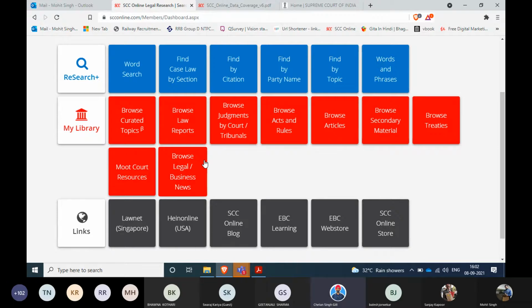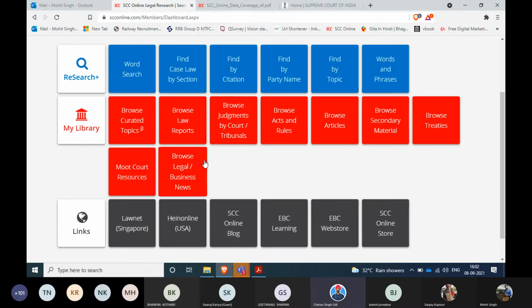Let's suppose you have a party name with you, you'll go with the fourth tile in the blue section. If you have a section number, or a citation, let's say, you'll go to the one next to it. And simply, if you have a word to search with, you'll go with the word search.